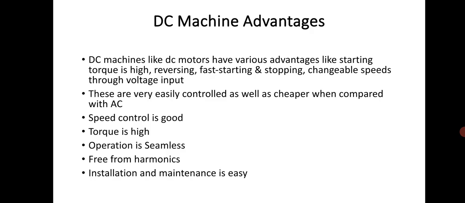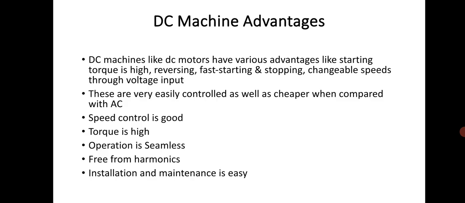Copper loss occurs due to the resistance of the winding. These losses depend on current, but core loss occurs in the armature core. It is otherwise called iron loss. What are the core losses present in a DC machine? Hysteresis loss and eddy current loss. Mostly these losses depend on flux and speed. Hysteresis loss is due to repeated magnetization of the core. Eddy current loss, as we explained earlier, is due to circulating current in the core.